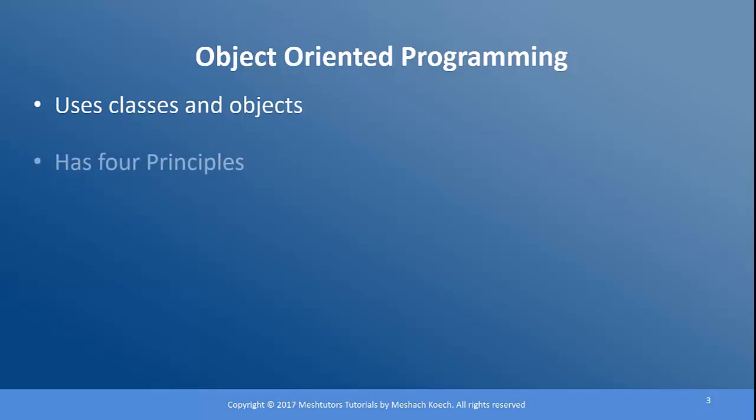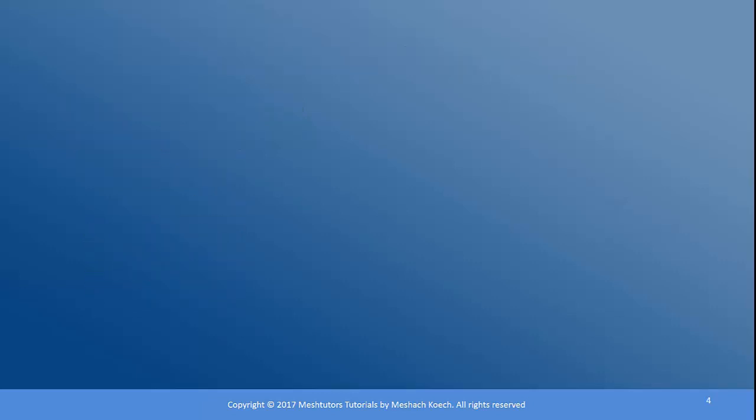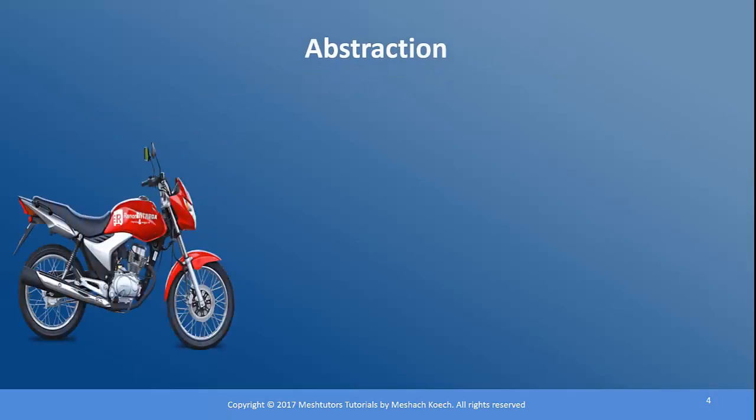Object-oriented programming has four principles. Number one is abstraction, number two is encapsulation, number three is inheritance, and number four is polymorphism. We will begin by discussing abstraction. Take into assumption that you're riding a motorcycle to school every day. You think of it as a means of transport and you understand the use of the gear on the left foot, the brake on the right foot, the use of the clutch and the front brake. You also know how to use the horn, the signal lights, the ignition system.